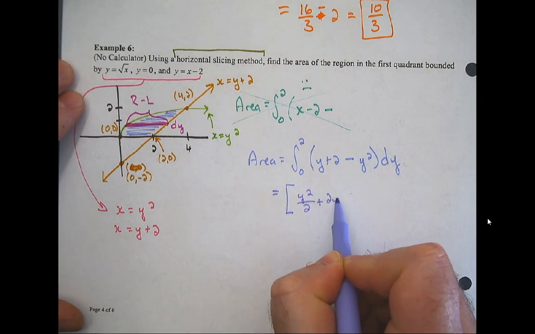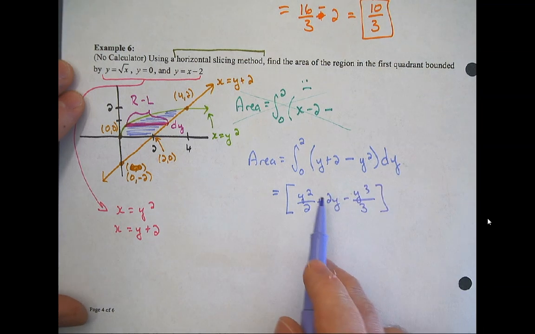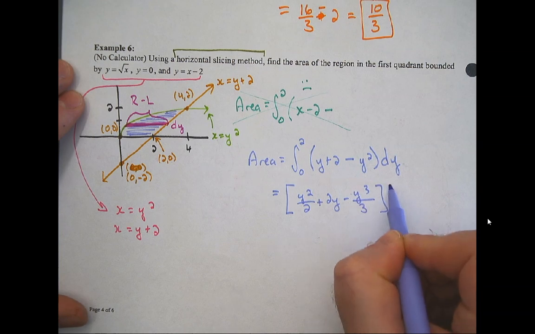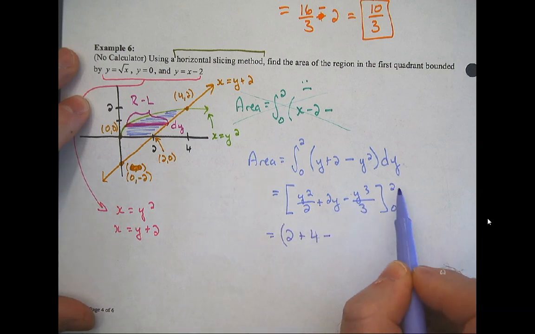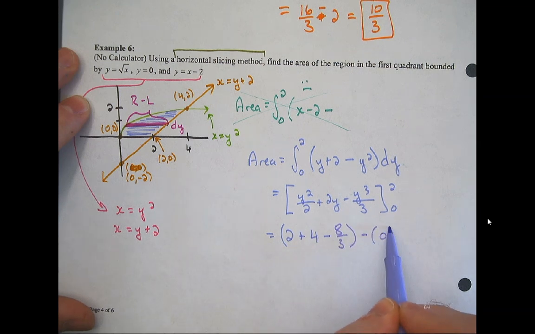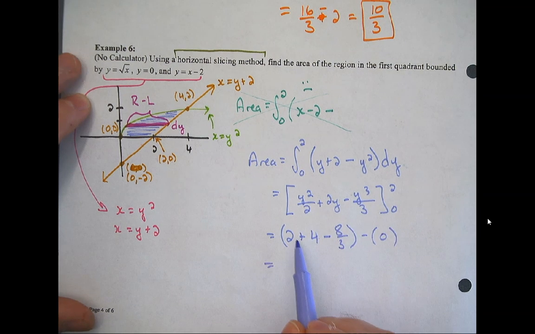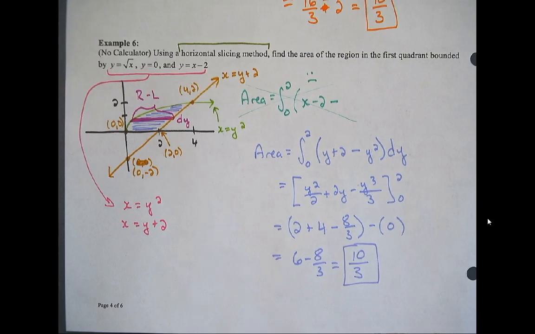Over... 2y minus y cubed over 3. Double check that. Yep. Remember, you can just derive these to see if they're right. So this would be 4 over 2, which is 2, plus 4 minus 8/3, minus 0. That's an easy one. So 6 minus 8/3, which would become 18/3 minus 8/3, which is 10/3. What a shocker. It comes out to be the same.